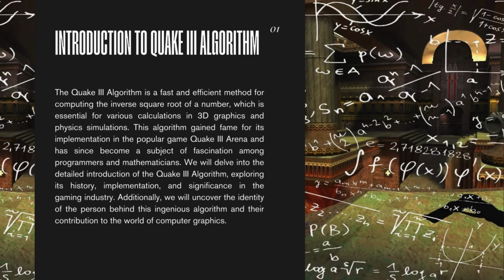Speaking about the introduction first, now I'm pretty sure you all must have heard of 3D graphics and physics simulations. The Quake 3 algorithm, being a fast and efficient method, is used for computing the inverse square root of a number, which is essential for various vector calculations, further helping in optimizing the overall speed.